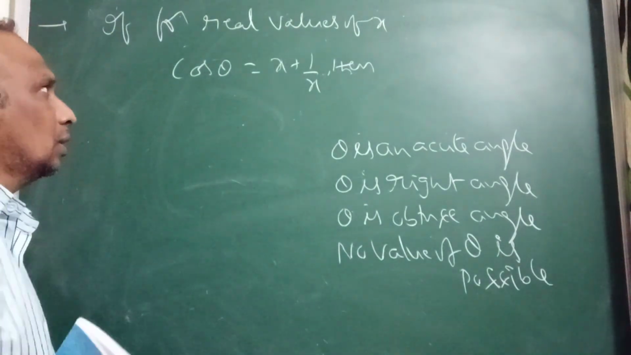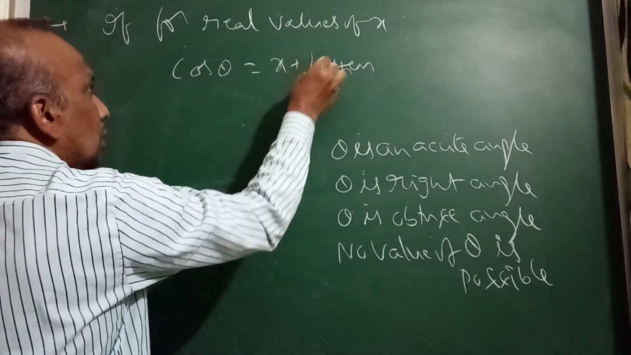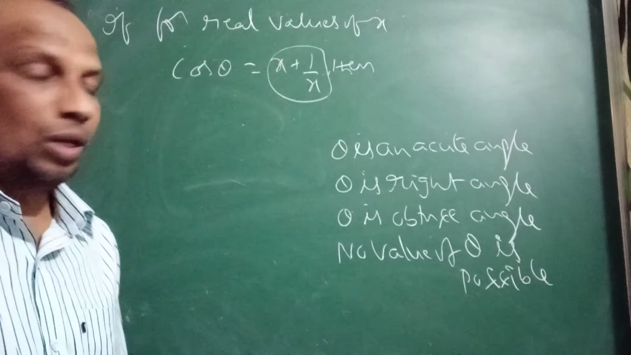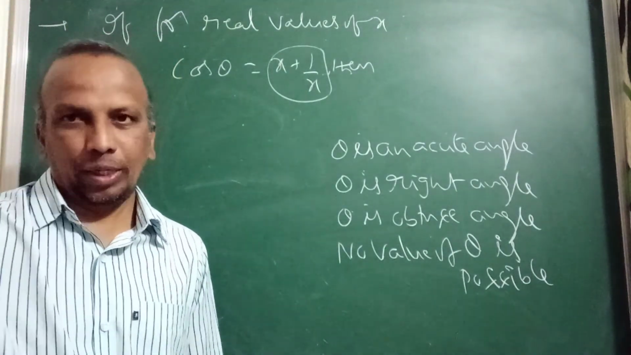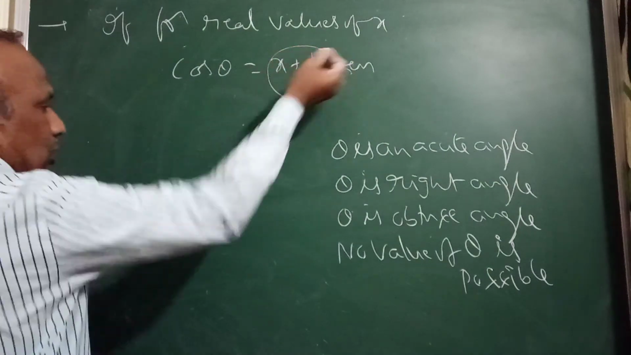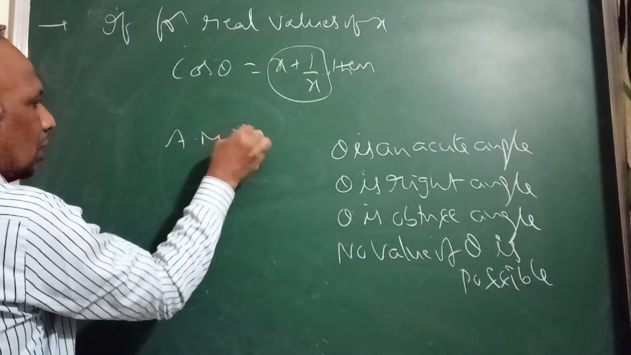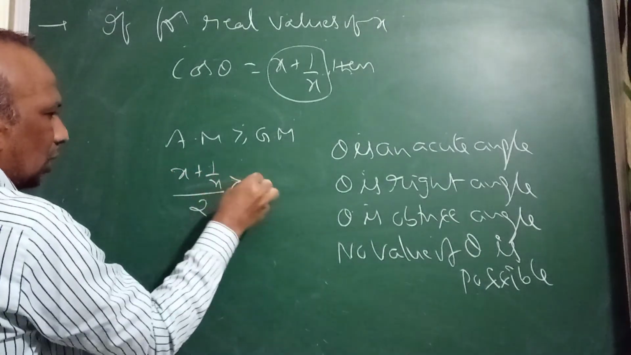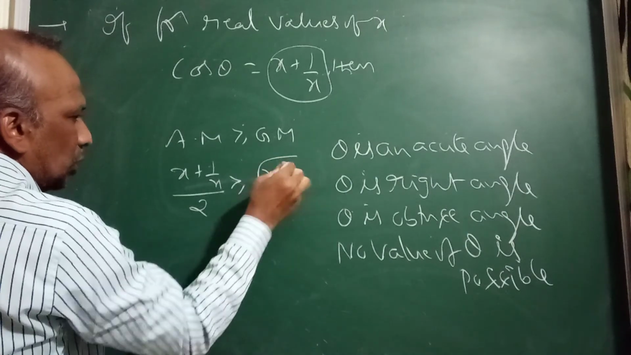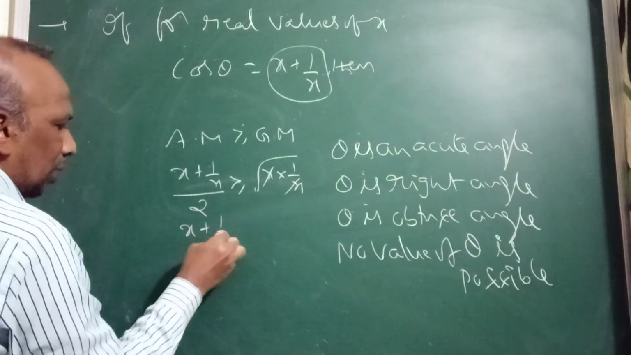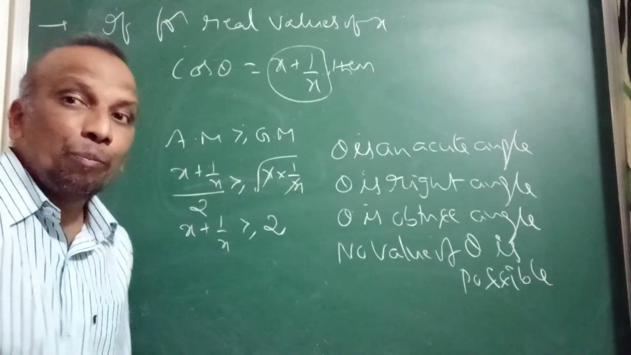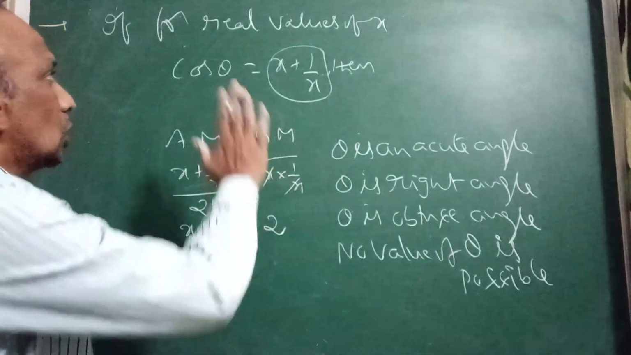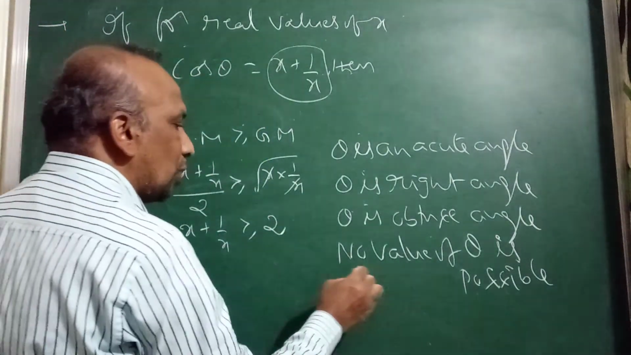See, in this problem they have given x plus 1 by x, remember. So x plus 1 by x can never be equal to 1 or less than 1, while cos theta lies between minus 1 and 1. Why? Because remember, AM is greater than or equal to GM, the geometric mean. So x plus 1 by x by 2 is greater than or equal to the geometric mean, the square root of x into 1 by x. So you will get x plus 1 by x greater than or equal to 2. The minimum value of x plus 1 by x is 2, so this is not possible. So no value of theta is possible.